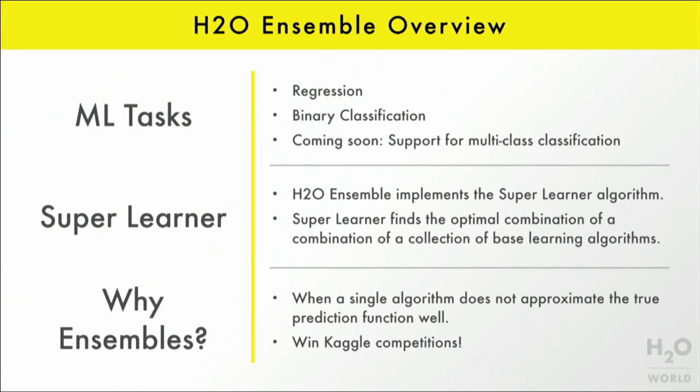So what are some of the reasons why you would want to use an ensemble? Well, one reason is when a single algorithm does not approximate the true prediction function well. Unless you have a truly linear relationship between your data and your outcome, or something else that can be approximated by one of the simpler algorithms, you're probably going to do better when you're averaging over all the different types of algorithms. And another reason is it's pretty much the only way to win at Kaggle, as far as I can tell.